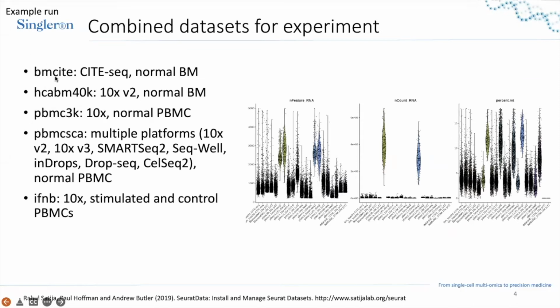It included the bone marrow data from CytSeq, which includes the expression assays from normal bone marrow, and another three different data sets using either normal bone marrow or normal PBMCs. And then I think the fourth one is one of the popular data sets from CIRAD, the normal PBMC data that comes from multiple platforms. And the last one is the stimulated and control PBMCs from a patient.